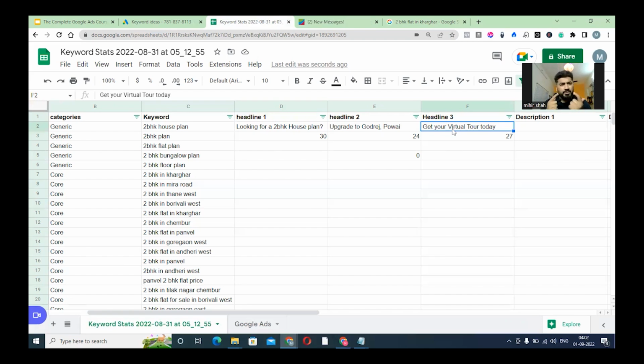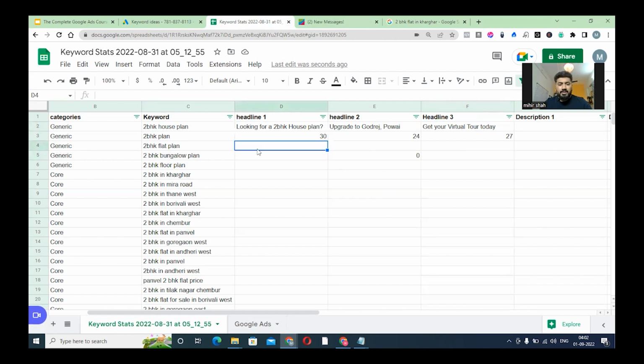Somebody's talking to me about a 2 BHK plan. So it became conversational and very hyper targeted. Second is upgrade to Godrej. So with this, I'm going to have an upgrade, and that will be in Powai, and I'm going to get a virtual tour. What happens is when this flow is established, I might want to click and get that virtual tour now. So this might have a chance in increasing the click as well, right?